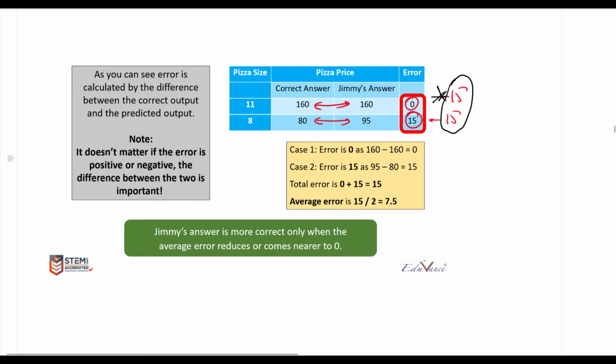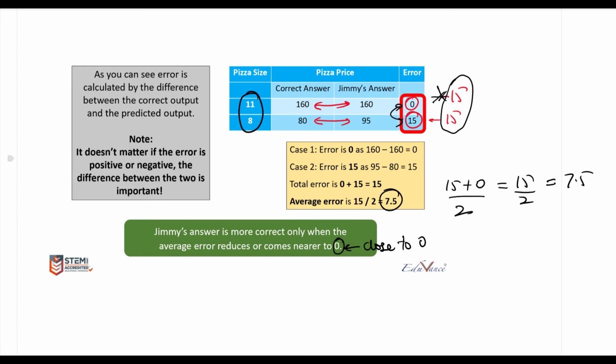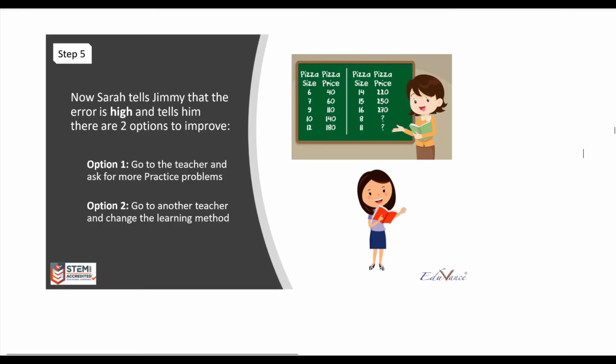So if I look at the average error, it is 15 plus 0, which is adding these two numbers, because there are two cases here, divided by 2, which is equal to 7.5. So the error here is 7.5, and our objective for Jimmy is that his average error should be as close to 0 as possible. In that case, Jimmy has two options.